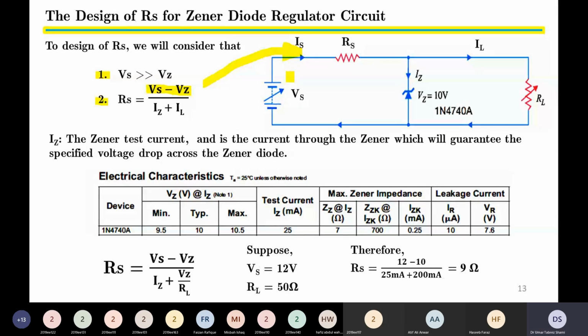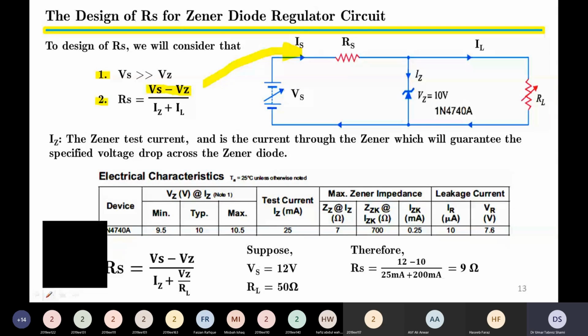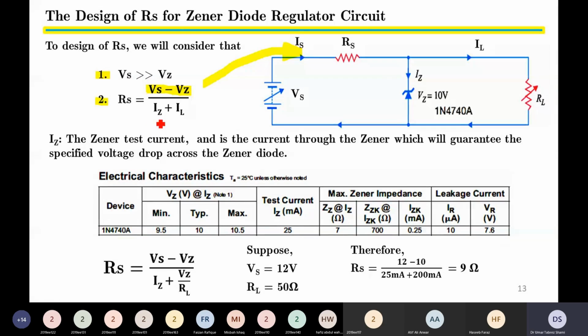Now let us look at the denominator. The denominator includes two currents. The first current is the Zener current and the second is the load current. Now where are these two currents happening in the circuit? First let us draw the path of the Zener current, the Iz. This is the path of Iz. It passes through RS. It starts from the variable power supply, passes through RS, then passes through the Zener diode and returns back to the power supply.